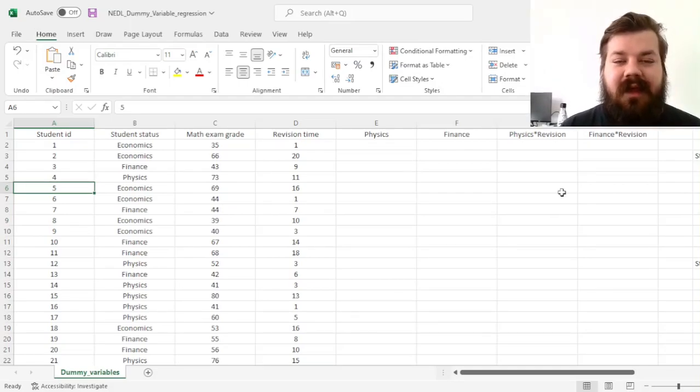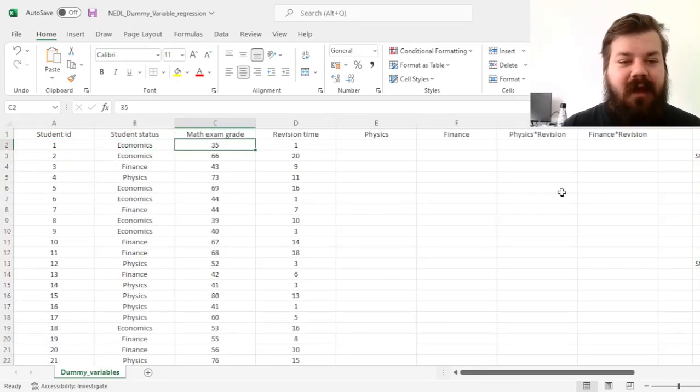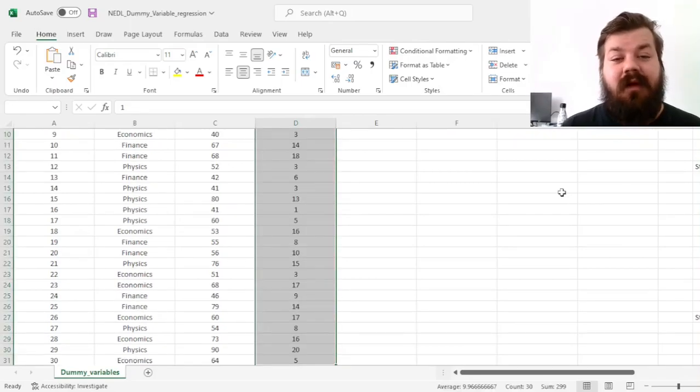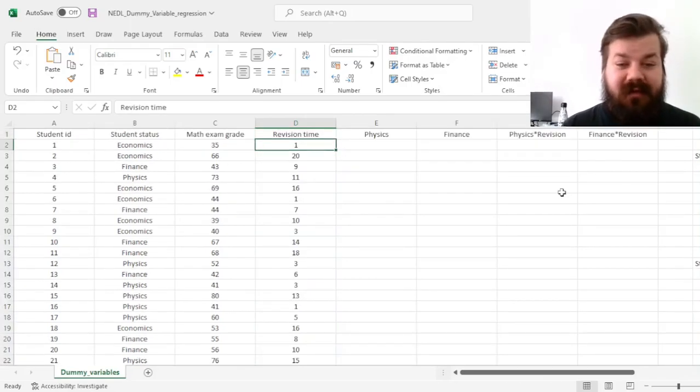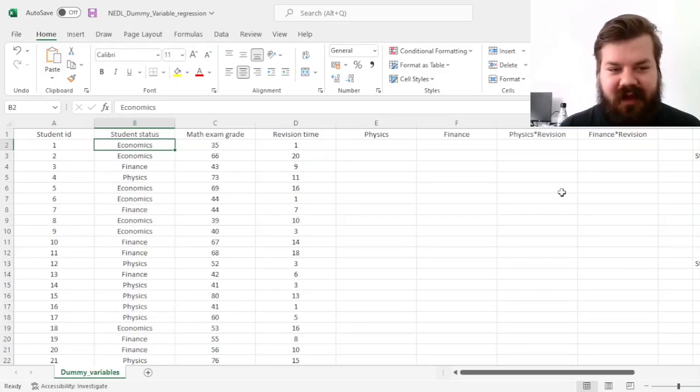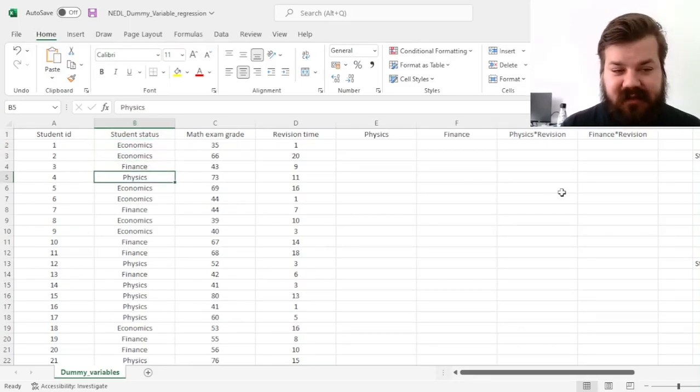And today the example that I will use to motivate dummy variable regressions is quite simple. We have got an imaginary sample of 30 students that have all taken a math exam and got the following grades out of 100, and it also records the time those students spent to revise before the exam. What we also have here are the majors of the students, the program they study on, basically. And we've got economics students, finance students, and physics students.